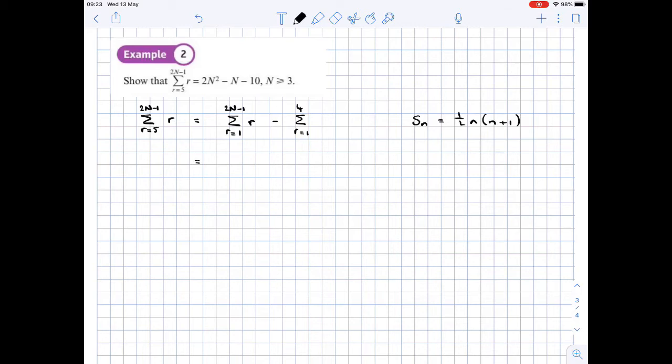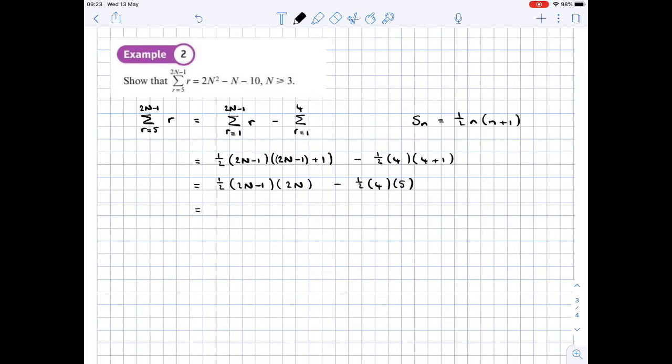So let's use that. A half, n in this case is 2n minus 1. And then we have 2n minus 1 plus 1. In the second one we have a half, this time n is 4. So let's tidy that up. Well, here we have a half, 2n minus 1, 2n, minus a half, 4, and 4 plus 1 is 5.